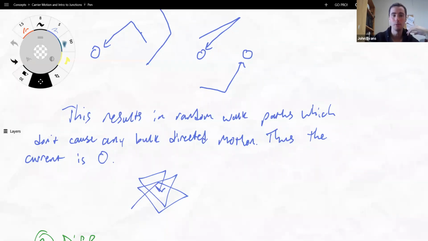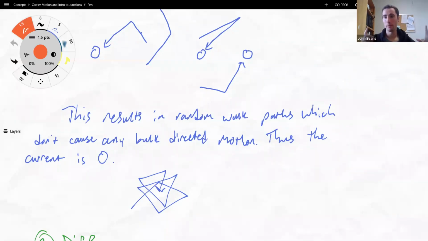So if you were to average out all of the motion of all of the carriers in the entire semiconductor, you'll get that the net distance covered is 0, or infinitesimally tiny. It should be 0 though, theoretically.